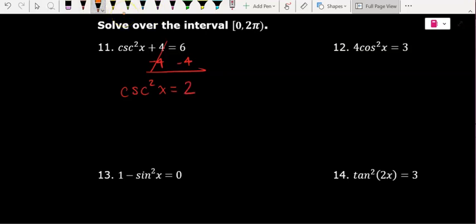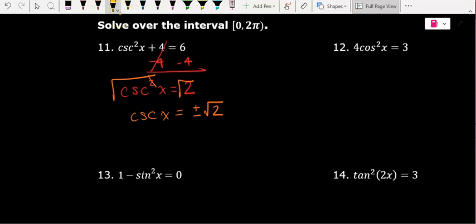In order to solve this, I need to go ahead and square root both sides. And so that's going to get me cosecant x is equal to, I have not just square root 2, I have plus or minus square root 2. Very important that we remember the plus or minus.